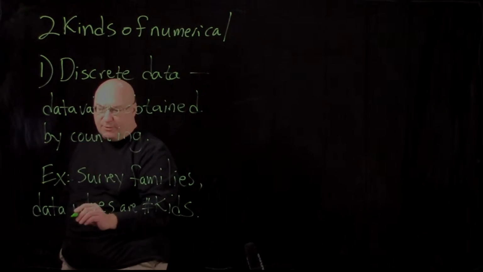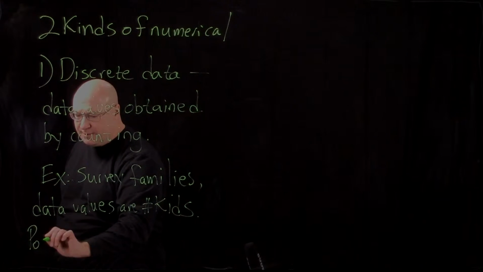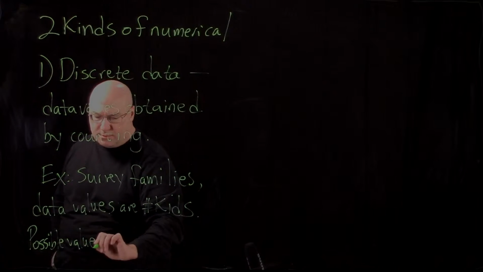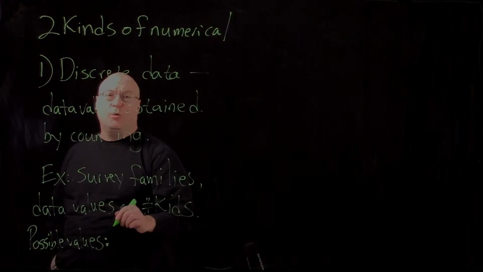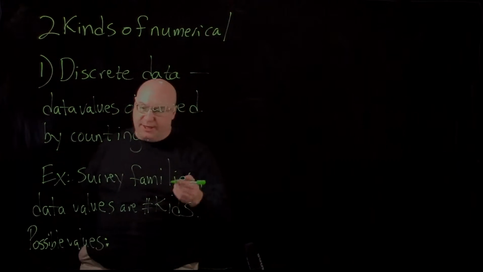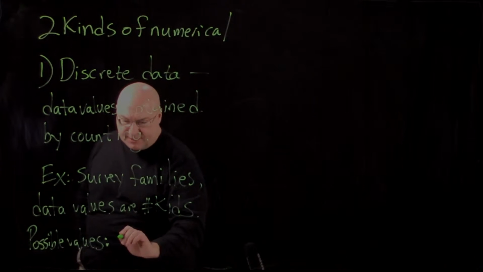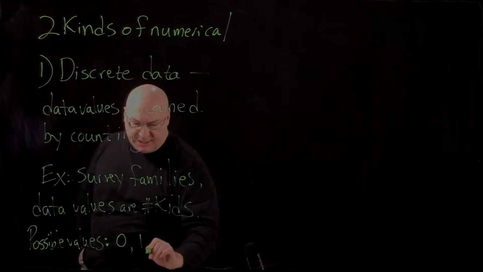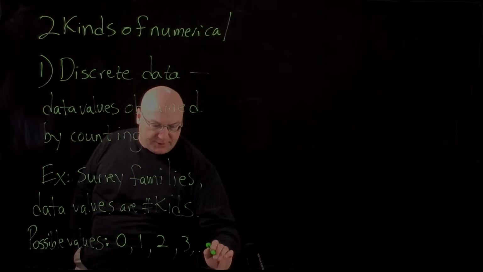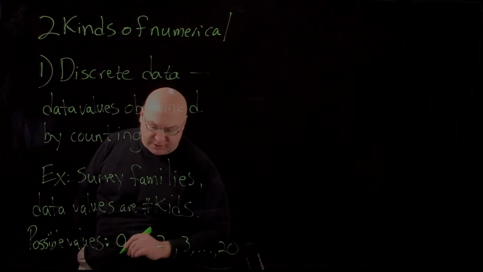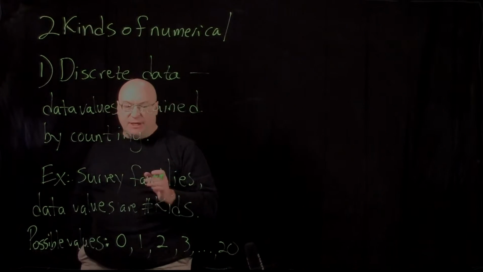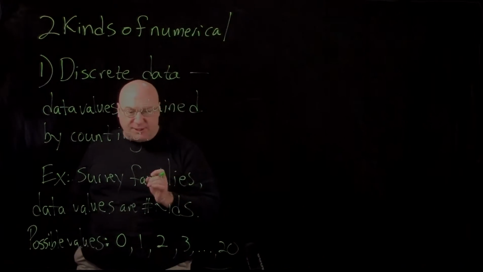Okay, so possible values there. Well, obtained by counting. So I look at the first family I survey and they have maybe no kids. I look at the next one, maybe they have 1, etc. So I'm counting the kids, right? All the way up to, I don't know, the Duggars have 20 or whatever they have. I don't know. So the important thing to understand here is I'm getting each value by actually counting.